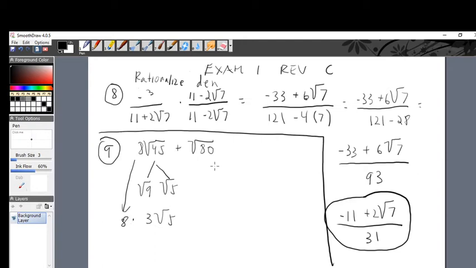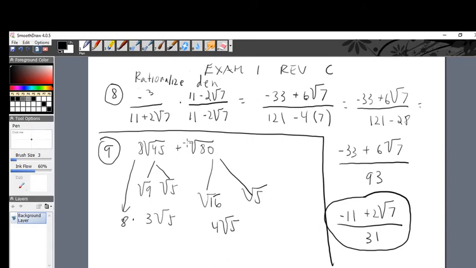All right, but hold on. What about the 80? What can I split that up into? I can split that up into two things. What's the biggest perfect square underneath 80 that is a factor of 80? 16. 16 times 5 is 80. What's the square root of 16? 4. And the square root of 5 is a leftover.